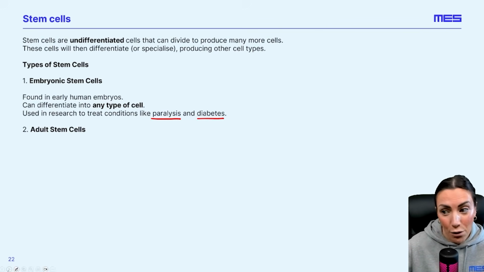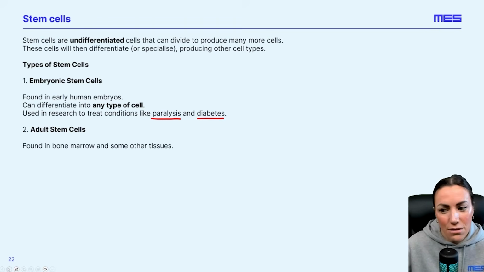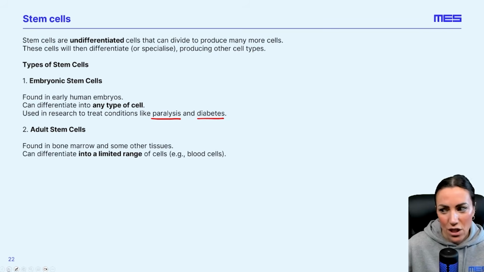Another type of stem cell is the adult stem cell. Now, these are found in adults, obviously. For example, you find stem cells in bone marrow and some other tissues and organs. Now, they are restricted in terms of what they can differentiate into. So they're more limited. They can only differentiate into a limited range of cell types.